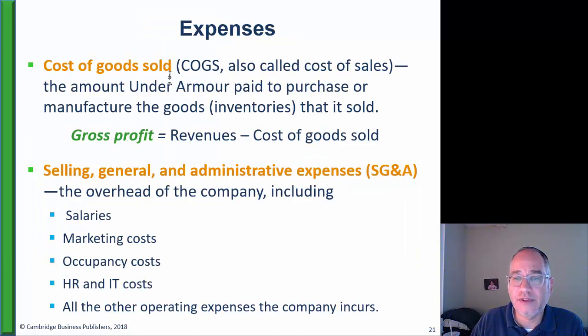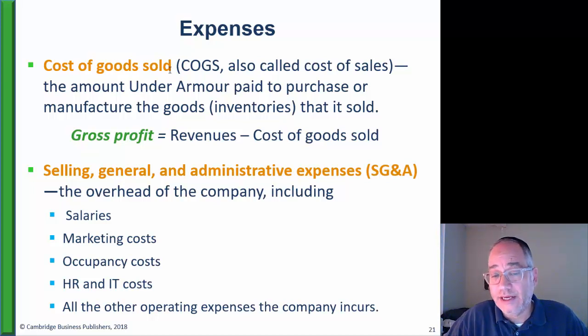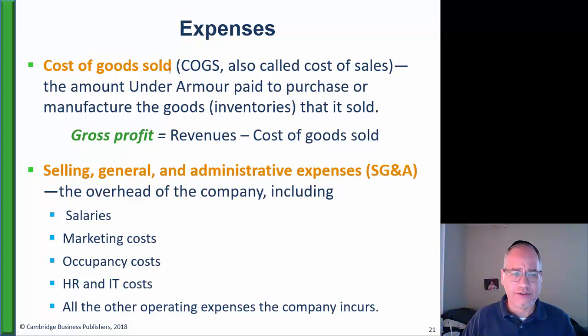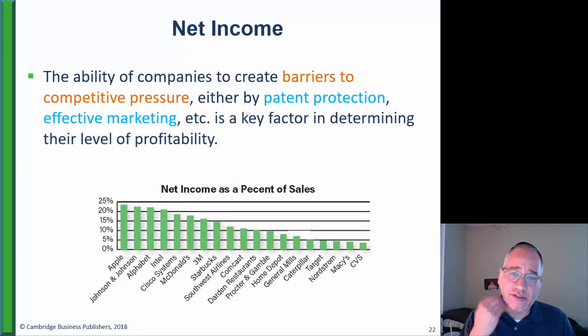Now the biggest expense item is usually cost of goods sold, and this is how much money the company pays to either make or buy the items that it sells. Selling and general administrative is all the other costs of running the company. They call it here overhead. So salaries, advertising, marketing, rent, IT costs, all the operating costs are considered to be SG&A. So if you take revenues and you subtract expenses, you get net income. And net income measures for you the performance of the company. It's not a perfect measure, but it's a pretty good measure of how well the company is doing.